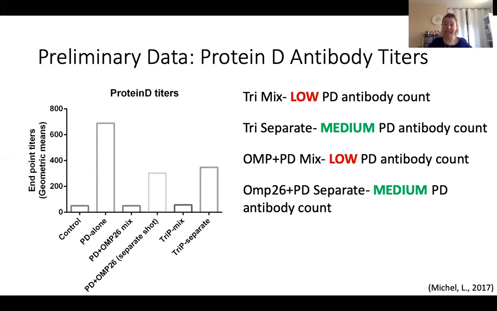proteins separately. So we gave 1 protein in one leg, 1 protein in another leg, and then 1 protein higher up to see if that had an effect in the lymph node generation of antibodies. And it only generated maybe a medium antibody count, but it's not as high as protein D by itself. OMP26 and protein D mixed together once again, there's no antibodies generated against protein D. But when we gave it separately, so we gave protein D in one leg on the right side, say, and then OMP26 on the other leg.